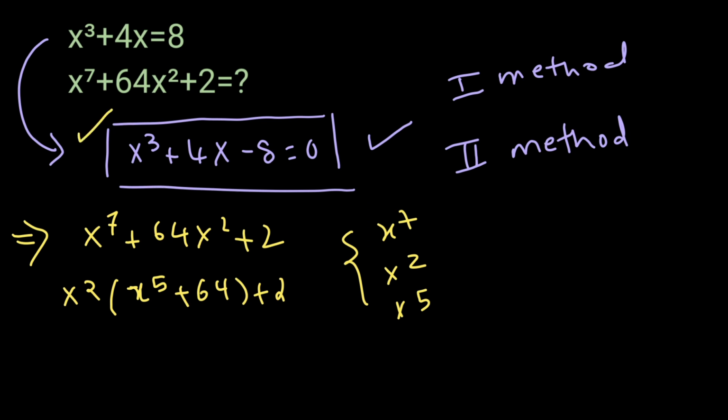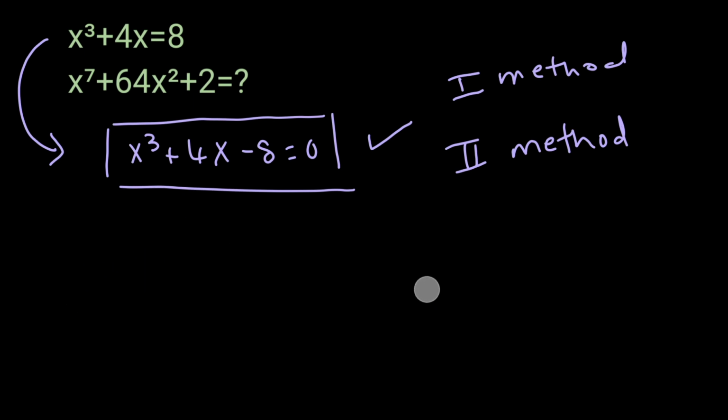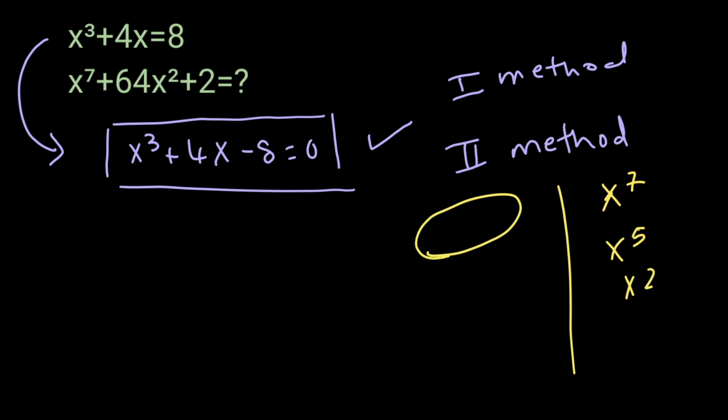For that we need to take the help of this one. Let me just remove this and write down these important terms in the corner of the page. The important terms are x to the power 7, x to the power 5 and x squared. As I told you, the goal here is to find some kind of equation in which these terms are used, or else we can get the value of this term directly.